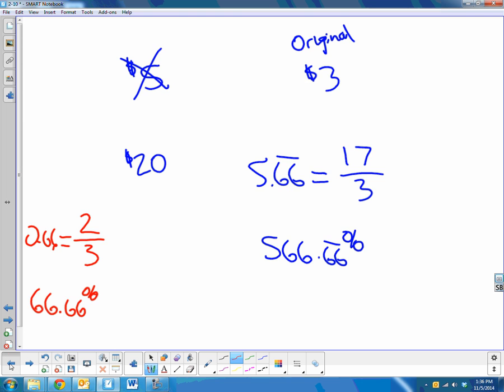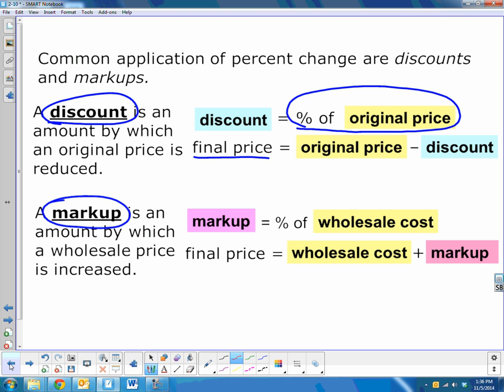But that's how businesses are run. That's how they make money. But a markup, you're taking that wholesale cost. Wholesale cost is what are they buying it for? Because they're buying 1 million DVDs, not just one, plus that markup.